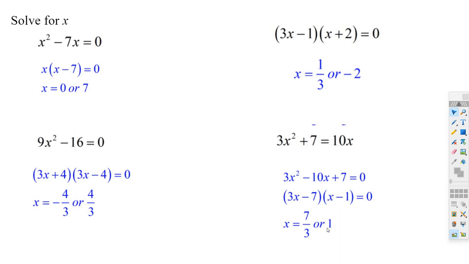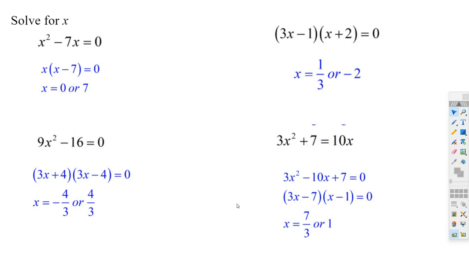1 minus 1 equals 0, so x equals 1. And 7 over 3. So you can use the quadratic formula and go A is 3 and B is minus 10 and C is 7. You've got to put it into the formula and show your work, and then you'll get these two answers.